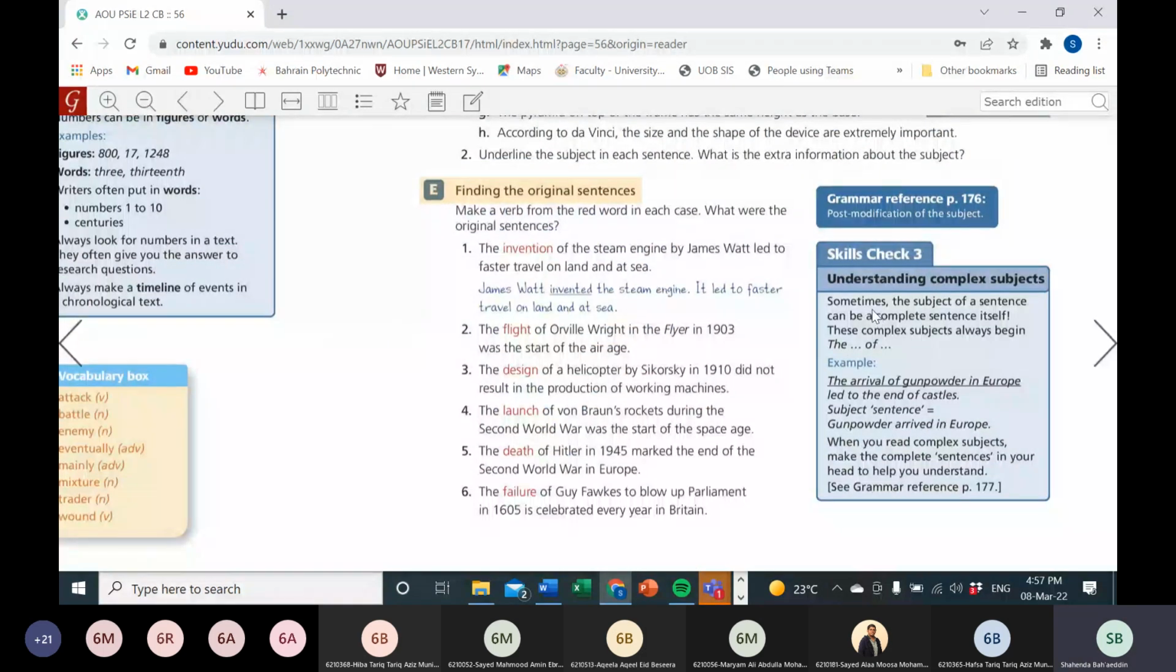I spoke about the subject so many times. Complex subjects, which means more than one word. Look at this sentence in front of you. The invention of the steam engine by James Watt led to faster travel on land and at sea. Where is the subject of this sentence? The subject are the words that come before the verb. It could be 1 word, 2 words, 3 words, 4 words. It could be a whole clause, a whole sentence in itself.